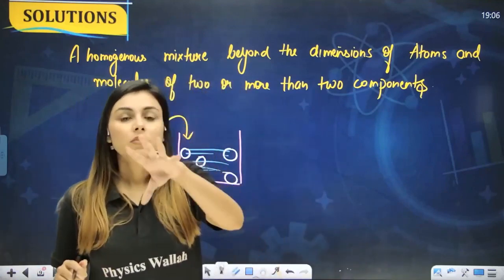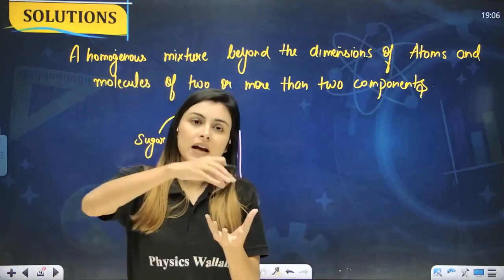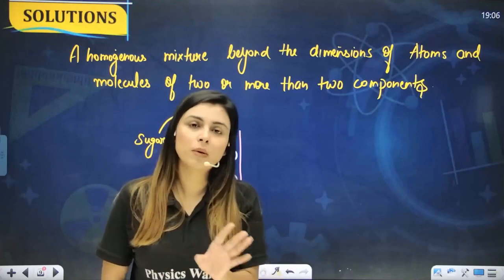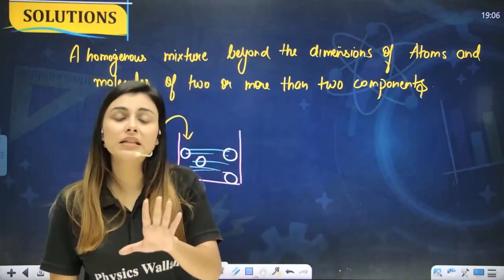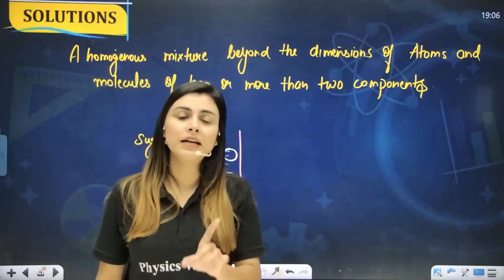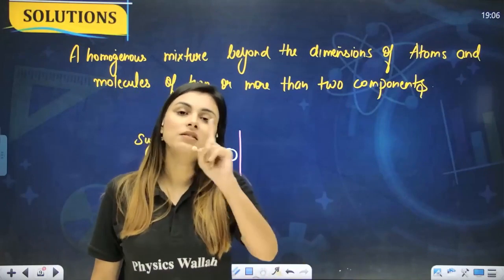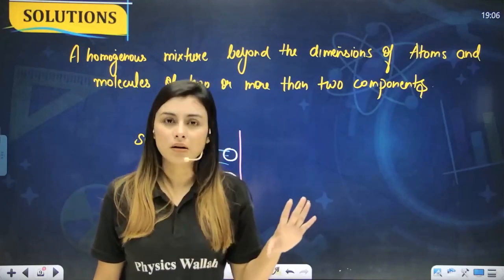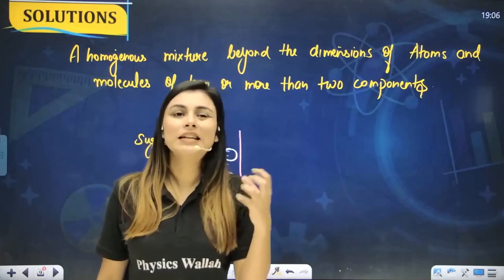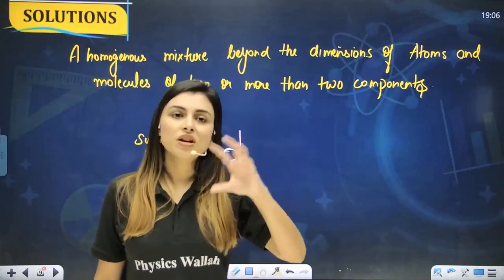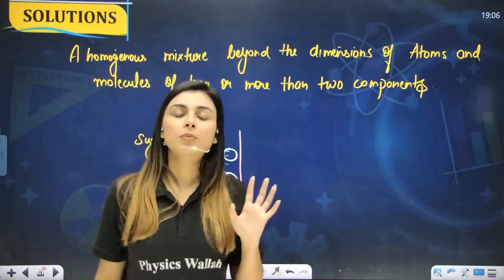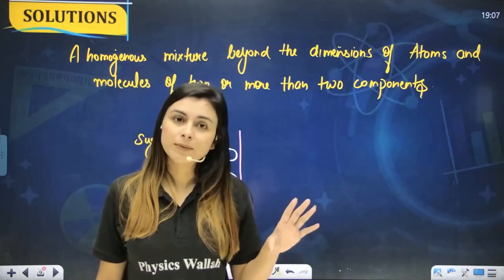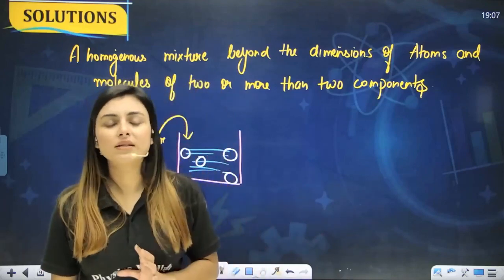Now, if you take sand and add that to the water, what will happen? Is sand soluble in water? No, ma'am, it will not be soluble. And you can see sand separately and water separately. That is not a homogeneous mixture. That is a heterogeneous mixture. What is a homogeneous mixture? Where no layer is formed. It is a completely homogeneous solution. Whichever part you take from that solution, it will be homogeneous, of the same composition. That is what is known as a solution.